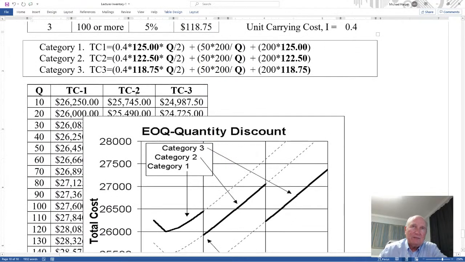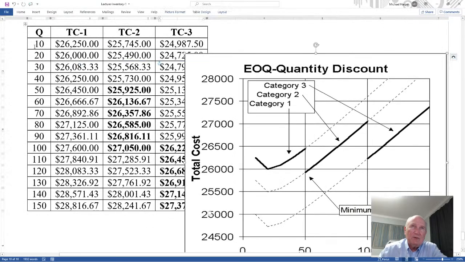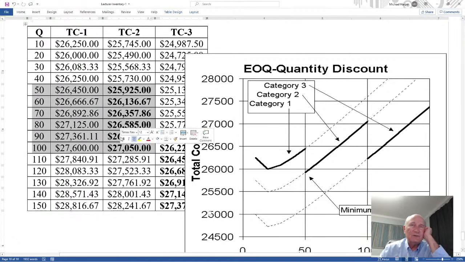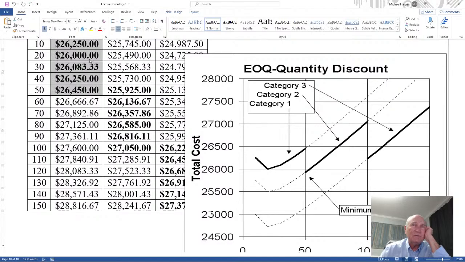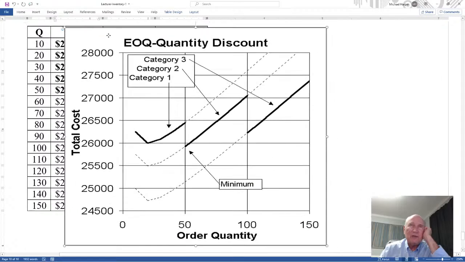Now category 2, the same thing here. Each one of these is this equation for Q. Let me move this out of the way. For Q 10 to 150, I calculate it. Well, the total cost for category 2 is between 50 and 100. So notice I even bolded that there. See? So this right here is 10 to 50. I could bold this. Probably should have. Okay. So this is going to be this right here. 50 to 100 is going to be the category 2. And category 3 is 100 or more. So that's what I'm doing. I'm plotting this here.